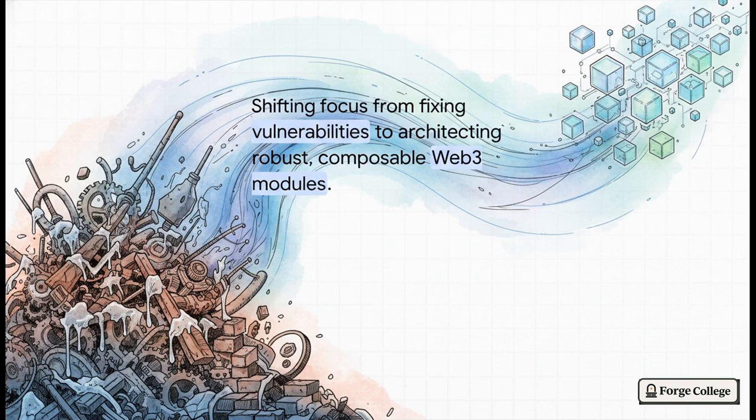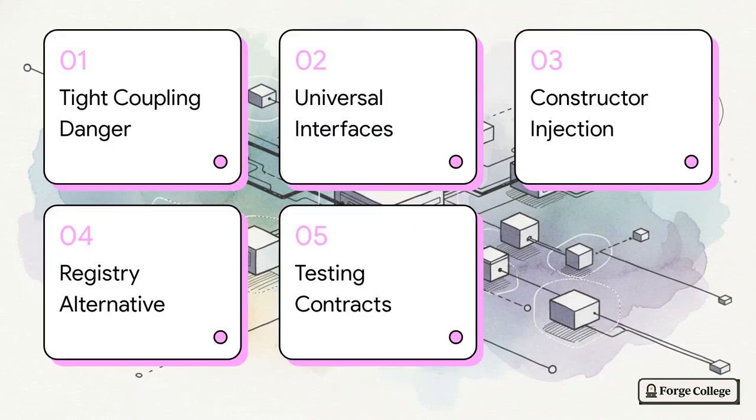Because as we compose more and more modules together, the unpredictability that comes from hidden assumptions or these brittle direct calls actually becomes the main source of integration friction. We really need to shift our mindset away from just making the code work to architecting highly robust, composable Web3 modules. So, here's our master schematic for today's explainer. We'll cover the danger of tight coupling, universal interfaces, constructor injection, the registry alternative, and finally, testing your decoupled contracts.